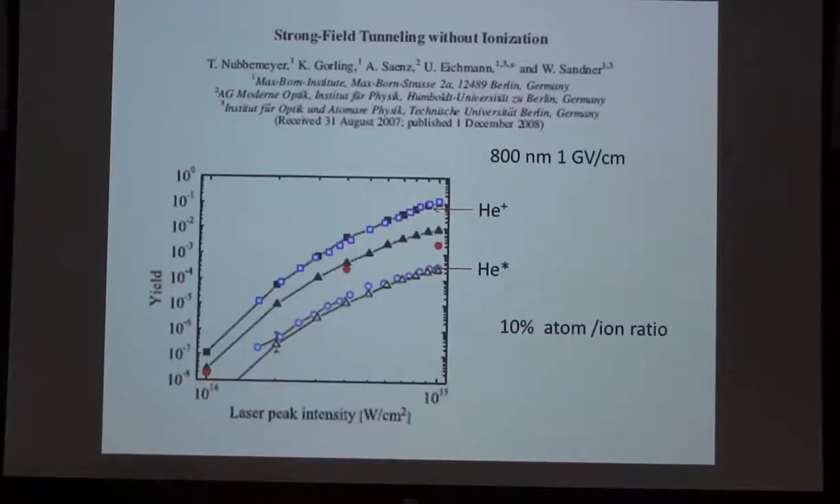And of course, more recently, at the Max Born Institute, Eichmann and his collaborators observed that when you expose helium to 800 nanometer, gigavolt per centimeter fields, that's enough to ionize the ground state. They observed roughly 1% excited helium atoms that had trickled down through all the excited states, and they concluded that they actually initially formed something like 10% atoms to ions. So exactly the same thing shows up in both of these cases.